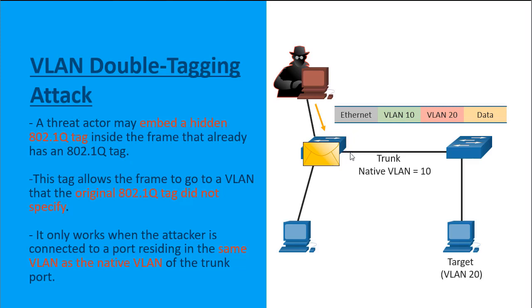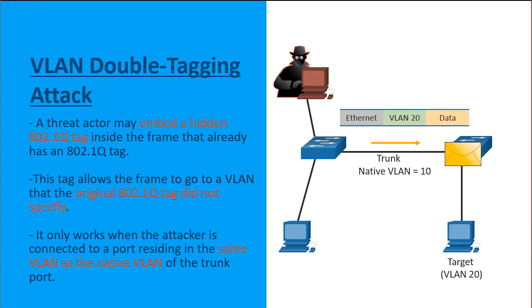Well, the switch sees that VLAN 10 is also the native VLAN, so it's going to remove the VLAN 10 header and move it across the trunk link. Now, as that frame moves across the trunk link, the first header of VLAN 10 was removed. And now the internal tag, which is the VLAN 20, still exists.